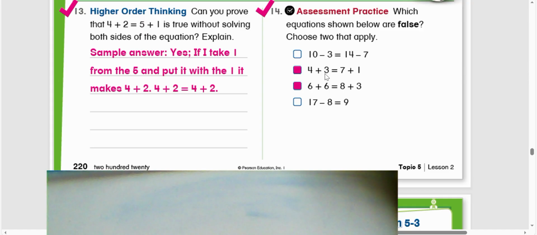4 plus 3 equals 7. 7 plus 1 equals 8. 6 plus 6 equals 12. And 8 plus 3 is 11. We must choose the false one. He tells me the false answer. And here, 4 plus 2 is 6 and 5 plus 1 equals 6.